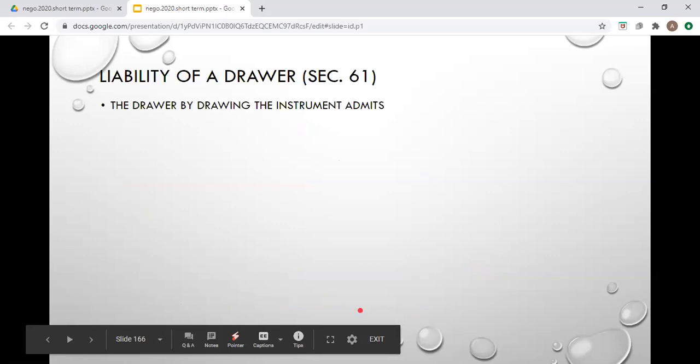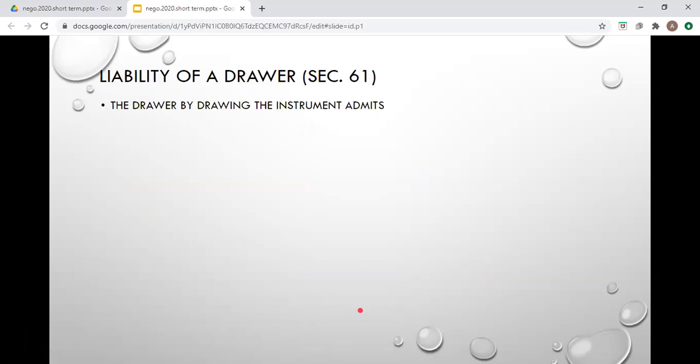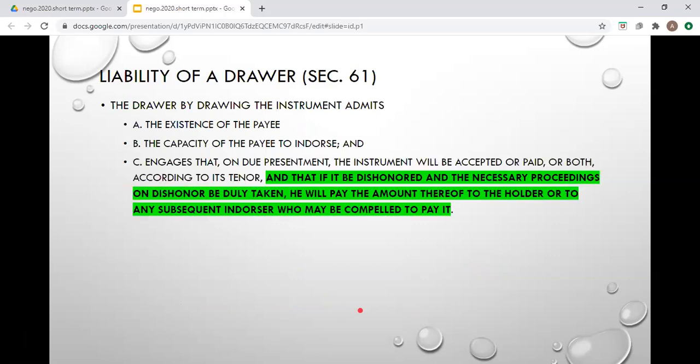Okay? Continuation. The drawer, by drawing the instrument, admits the existence of the payee. So we are now in party secondarily liable. So he admitted the existence of the payee as well as the capacity of the payee to endorse, and engages that on due presentment, the instrument will be accepted or paid or both according to its tenor, and that if it will be dishonored and the necessary proceedings of dishonor will be taken, then he will pay the amount thereof to the holder and to any subsequent endorser who might be compelled to pay the instrument.